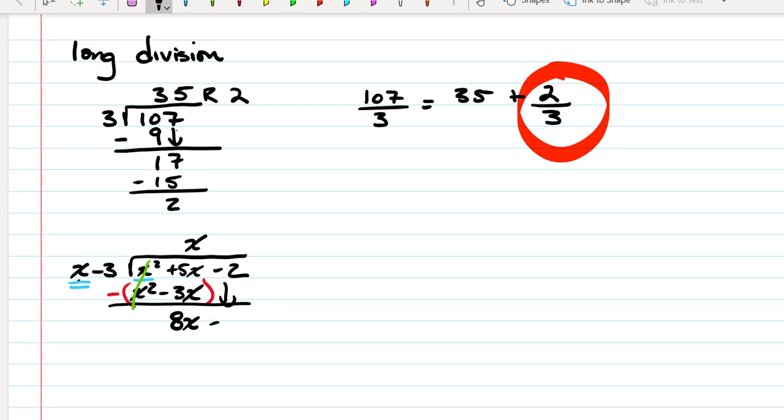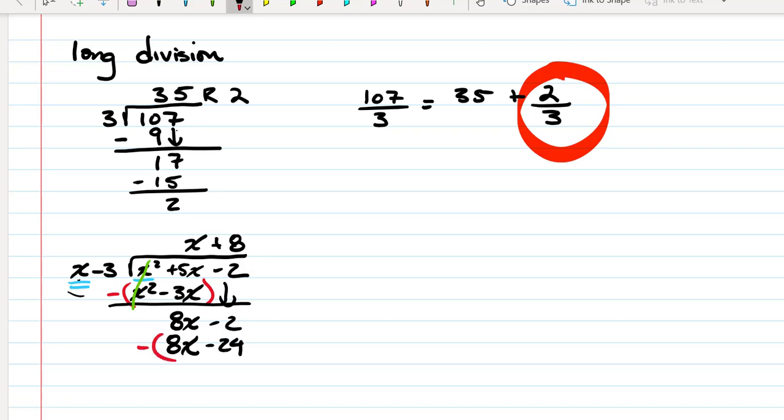So after I subtracted, what do you do? You bring down the next thing. And then we rinse and repeat. So then, how many times does x go into 8x? Well, what times x gives me 8x? Well, that would be positive 8. So then 8 times x is 8x. And 8 times negative 3 is negative 24.